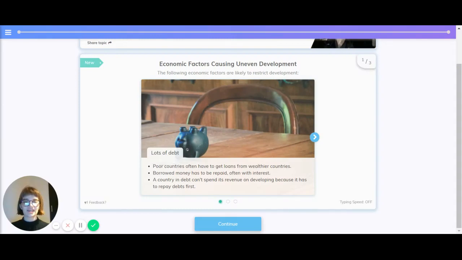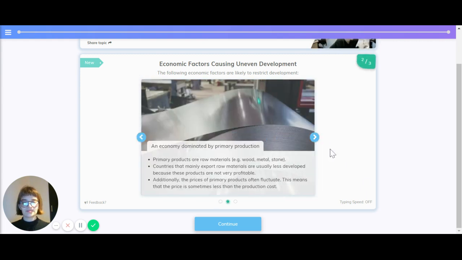Hi there. Let's take a look at more factors causing uneven development. Economic factors. So lots of debt. Poor countries often have to get loans from wealthier countries. Borrowed money has to be repaid, often with interest. And the country in debt can't spend its revenue on developing because it has to repay its debts first.